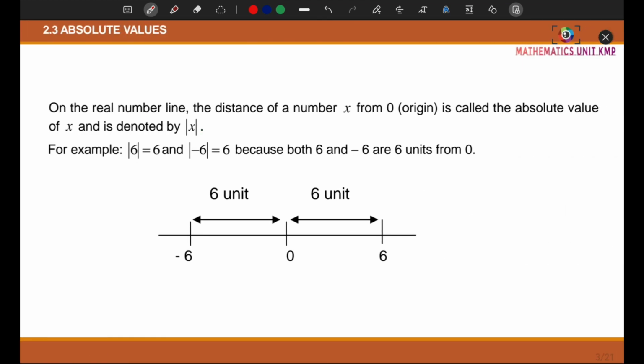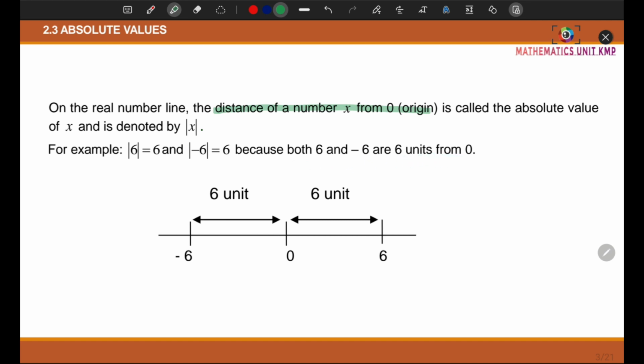Okay, absolute values. What do we understand about absolute values? On the real number line, the distance of a number x from the origin is called the absolute value of x and is denoted by these two lines and x in the middle. So for example, the absolute value of 6 is equal to 6 and the absolute value of negative 6 will be equal to 6 as well, because both 6 and negative 6 are 6 units from 0.